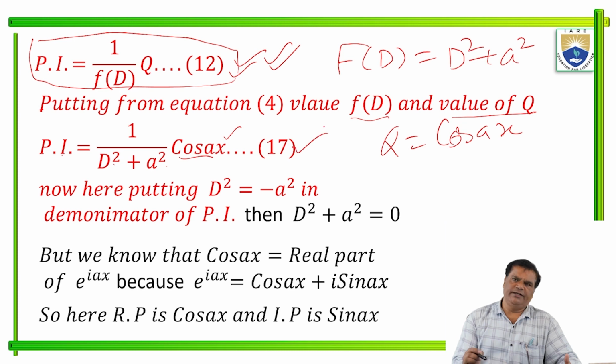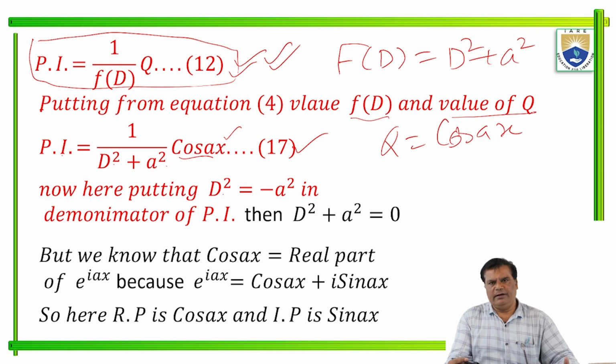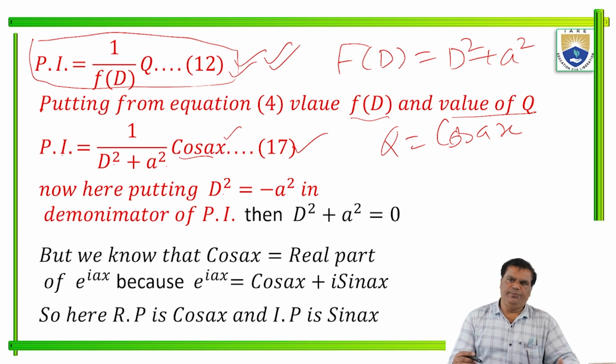This is equation 17. Now here we put D square equal to minus A square. We have already proved in the last slide how we can find D square equal to minus A square. So D square equal to minus A square goes in the denominator of the particular integral.